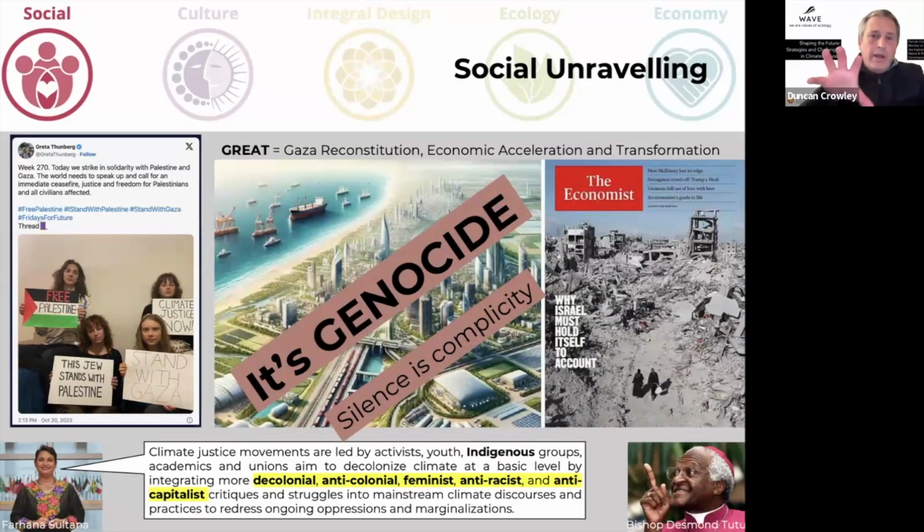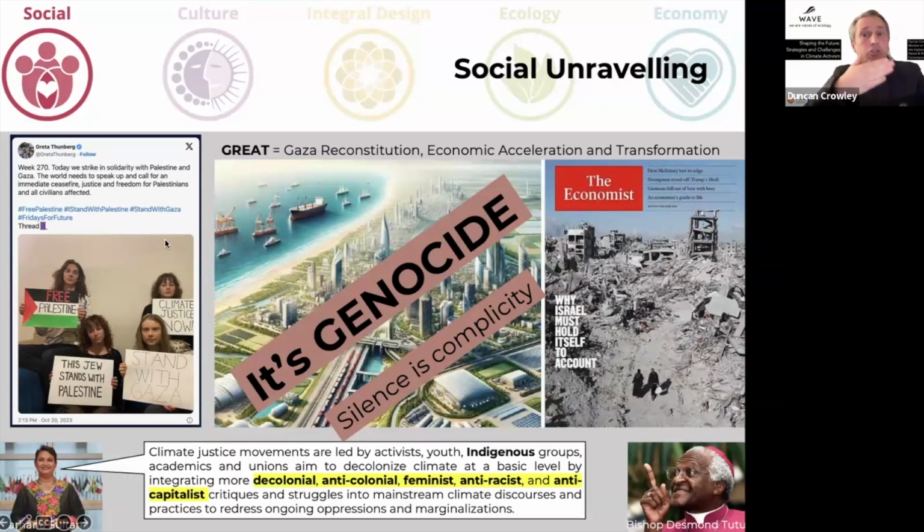So what went on in the last few years in Gaza was appalling, and different people did take action. In the climate movement, people did take action. Farhana Sultana points out that the climate justice movement is led by activists, youth, indigenous groups, academics, and unions. The aim is to decolonize climate at a basic level by integrating more decolonial, anti-colonial, feminist, anti-racist, and anti-capitalist critiques. So that's what climate justice is, and that's the perspective that I'm coming from.